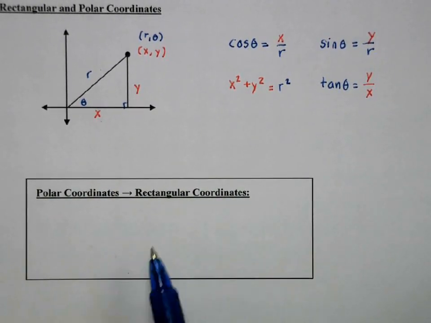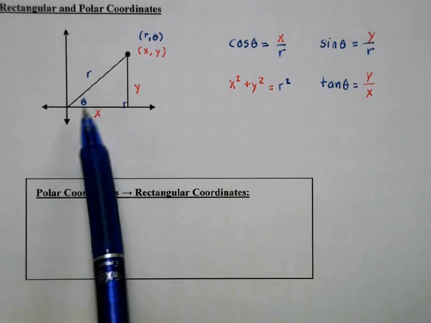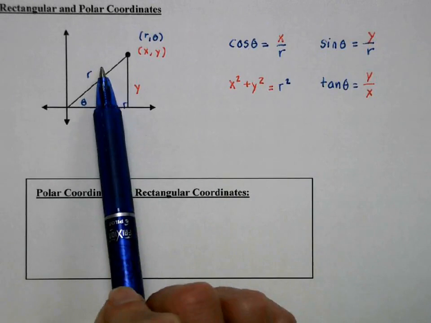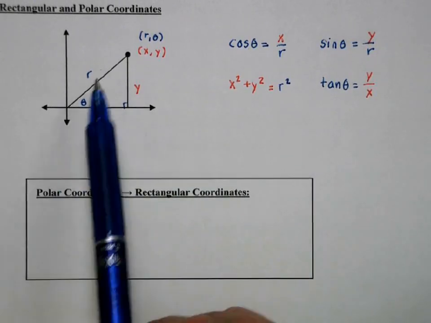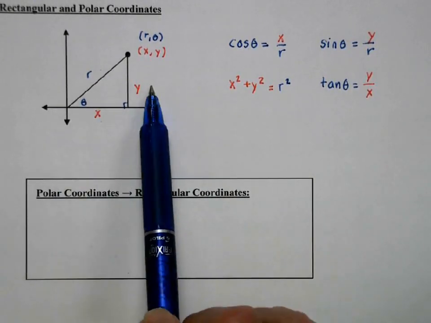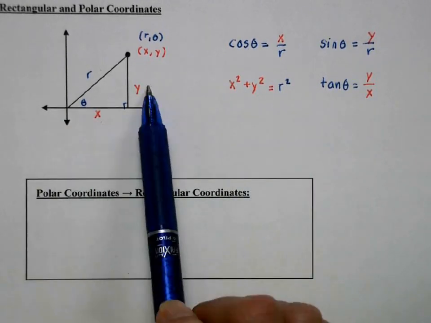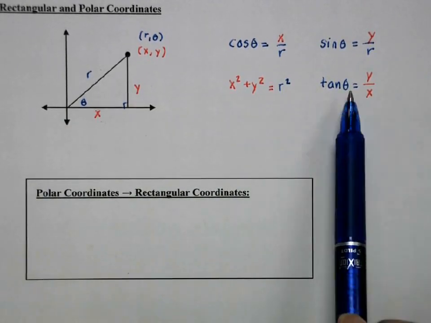So first, cosine, adjacent over hypotenuse, would be x over r, and I've color coordinated everything. Sine of theta is opposite over hypotenuse, or y over r. Pythagorean theorem, x squared plus y squared equals r squared. And tangent of theta is going to be y over x.